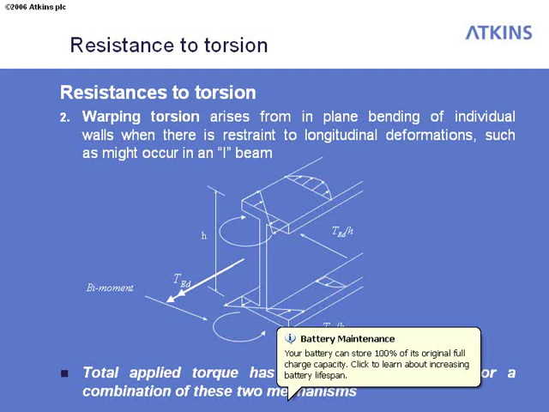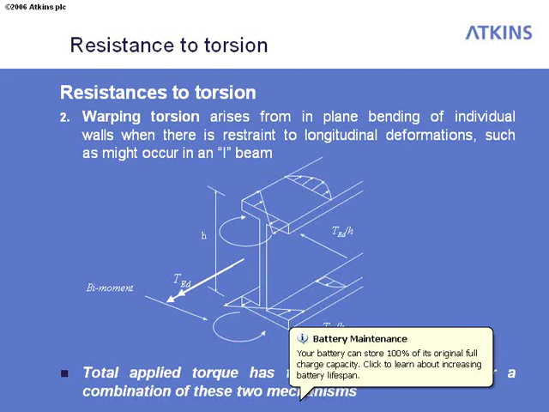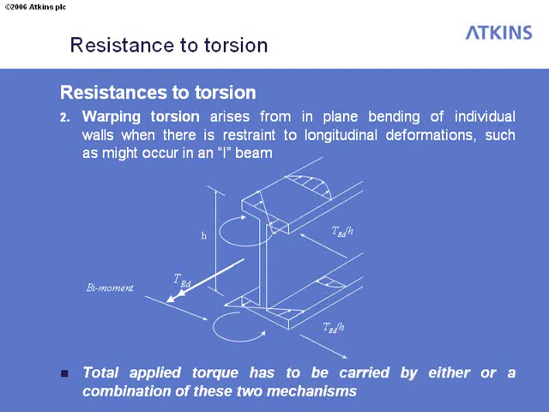Essentially, warping torsion really arises where there's a short section of beam between restraints, and when you twist the beam, rather than the torsion being taken in a closed flow of shear around the perimeter of the beam, the torsion is carried in opposing bending of the flanges. And for short sections of beam, that can be quite an efficient mechanism for carrying the torsion.